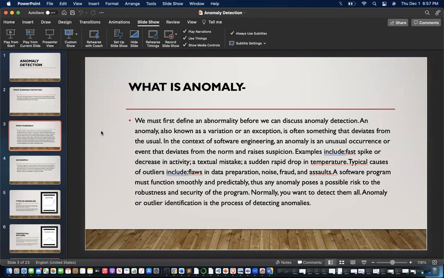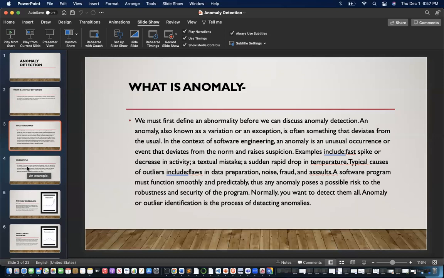What is an anomaly? We must first define an abnormality before we can discuss anomaly detection. An anomaly, also known as a variation or an exception, is often something that deviates from the usual. In the context of software engineering, an anomaly is an unusual occurrence or event that deviates from the norm and raises suspicion. Examples include a fast spike or decrease in activity, a textual mistake, or a sudden rapid drop in temperature. Typical causes of outliers include flaws in data preparation, noise, fraud, and assaults.